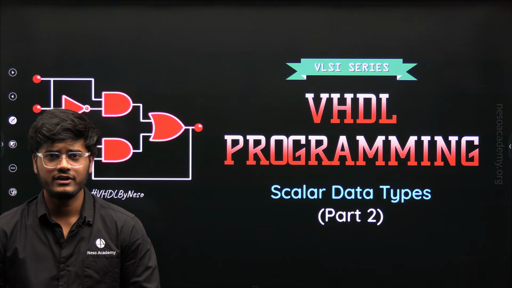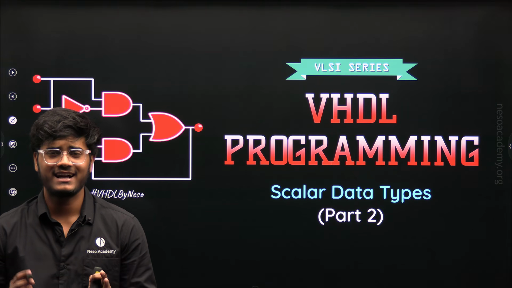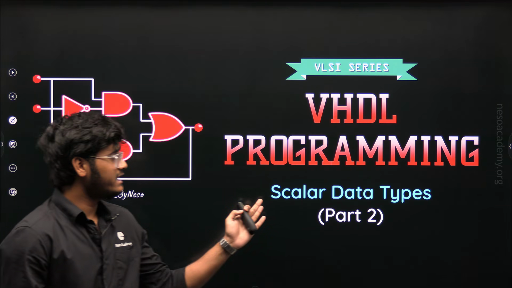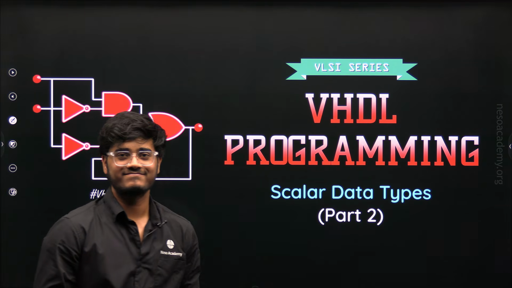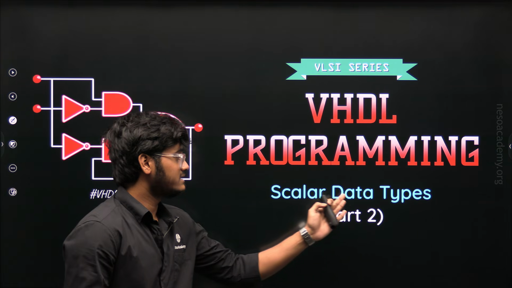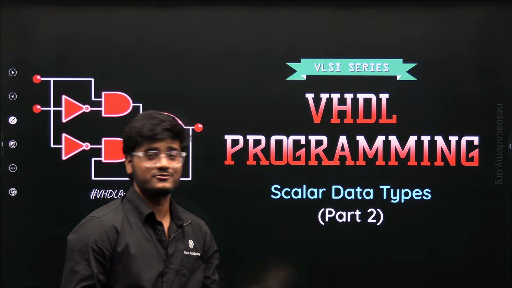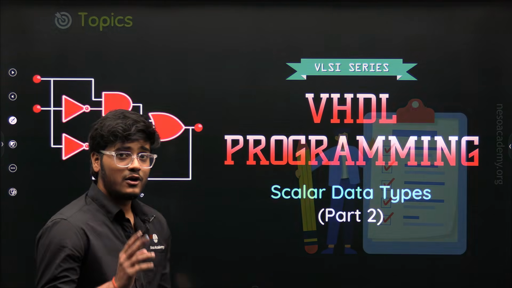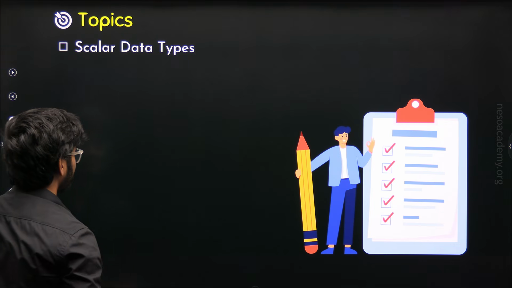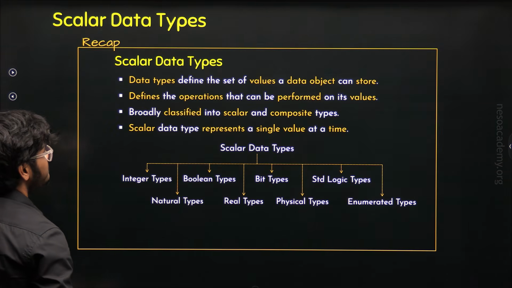For that, we use standard logic types and enumerated types, which are our remaining two scalar data types. Therefore, the name of the lecture is Scalar Data Types Part 2. In this lecture, we will understand the remaining two scalar data types. So, let's start the lecture.